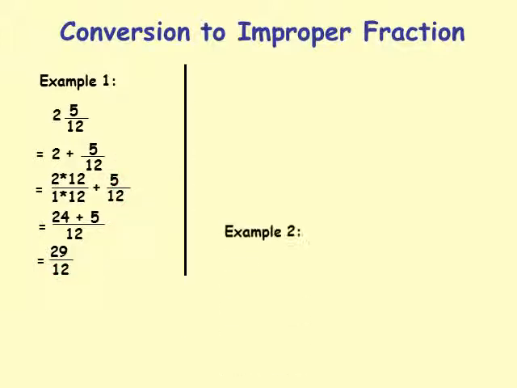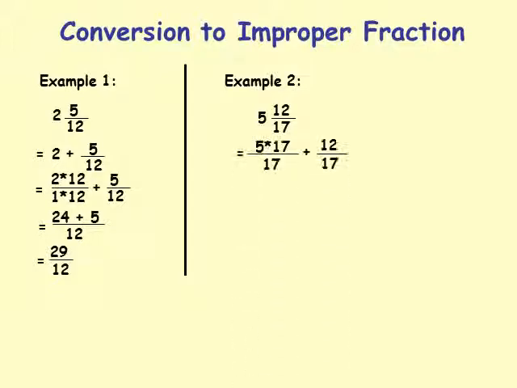Let's do another example here. Example: 5 and 12 by 17. Okay, so we do the same thing. We try to combine some steps now. So that is the 5 whole number, 5 times 17 divided by 17. We multiply 5 by 17 and divide by 17, then add the proper fraction part. Okay, so that means a common denominator here. So 17 is the denominator and 5 times 17 plus 12 is the numerator.